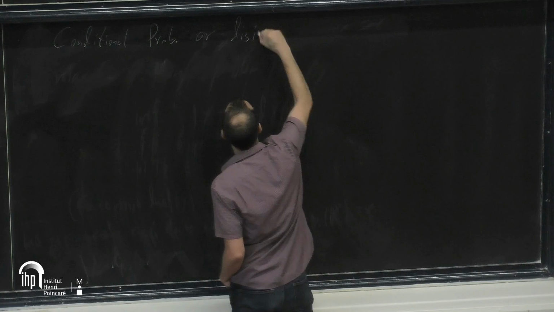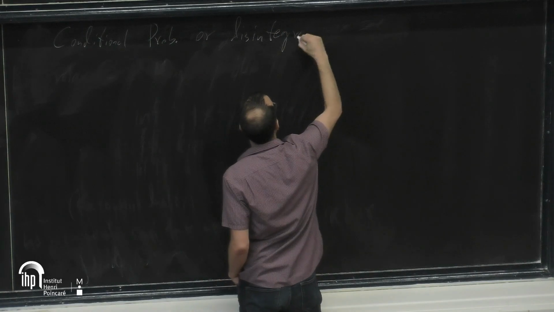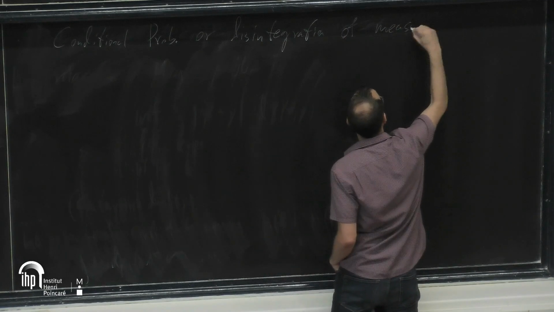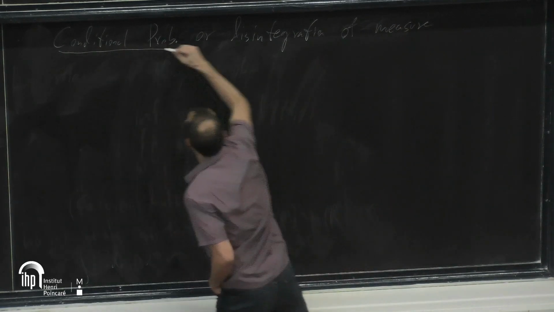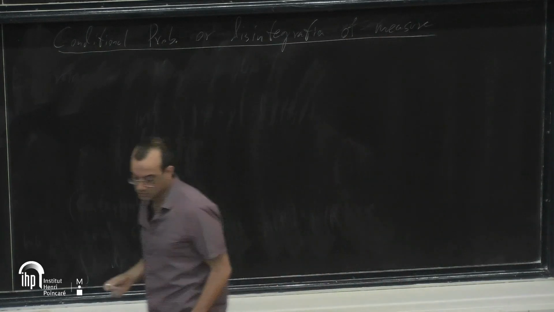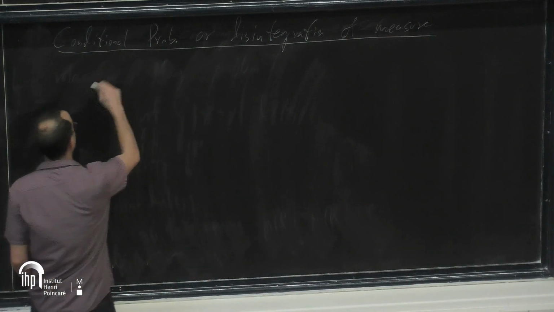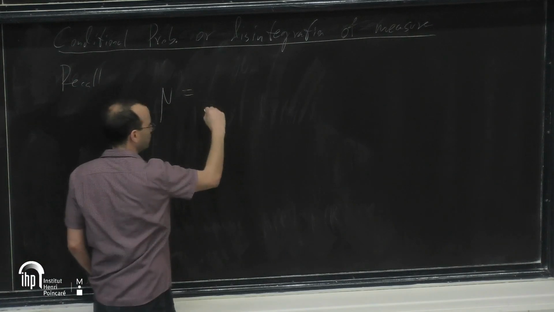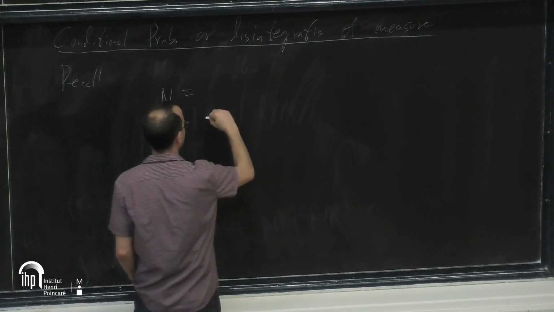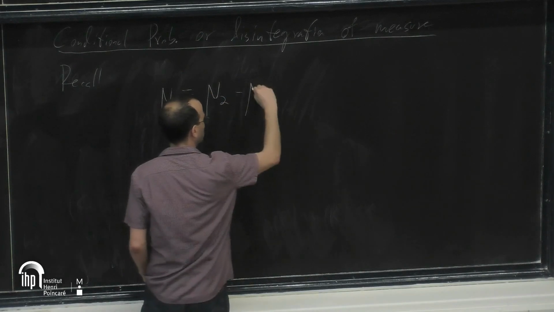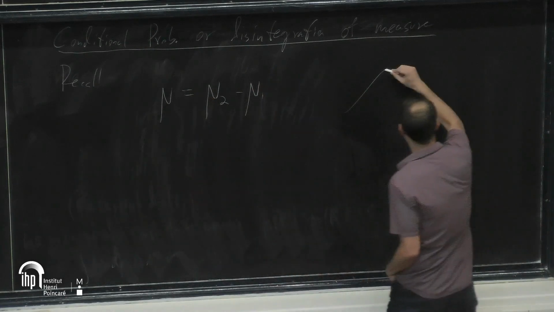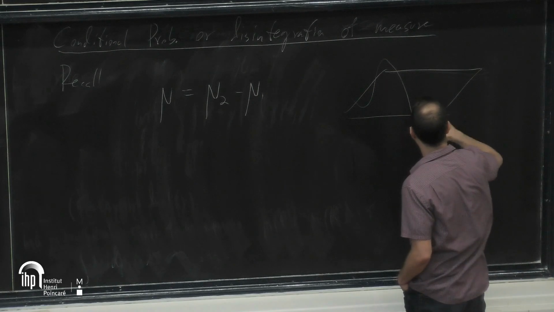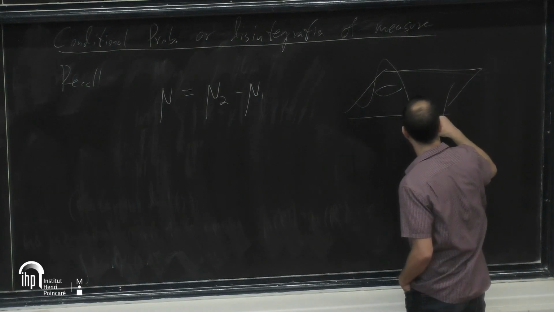This is the integration of measure of conditional probabilities. Recall that we have these two measures, mu2 and mu1, and we have mu, which is the difference, mu2 minus mu1. So mu is a non-positive measure. Maybe here it's positive and here it's negative, something like that.